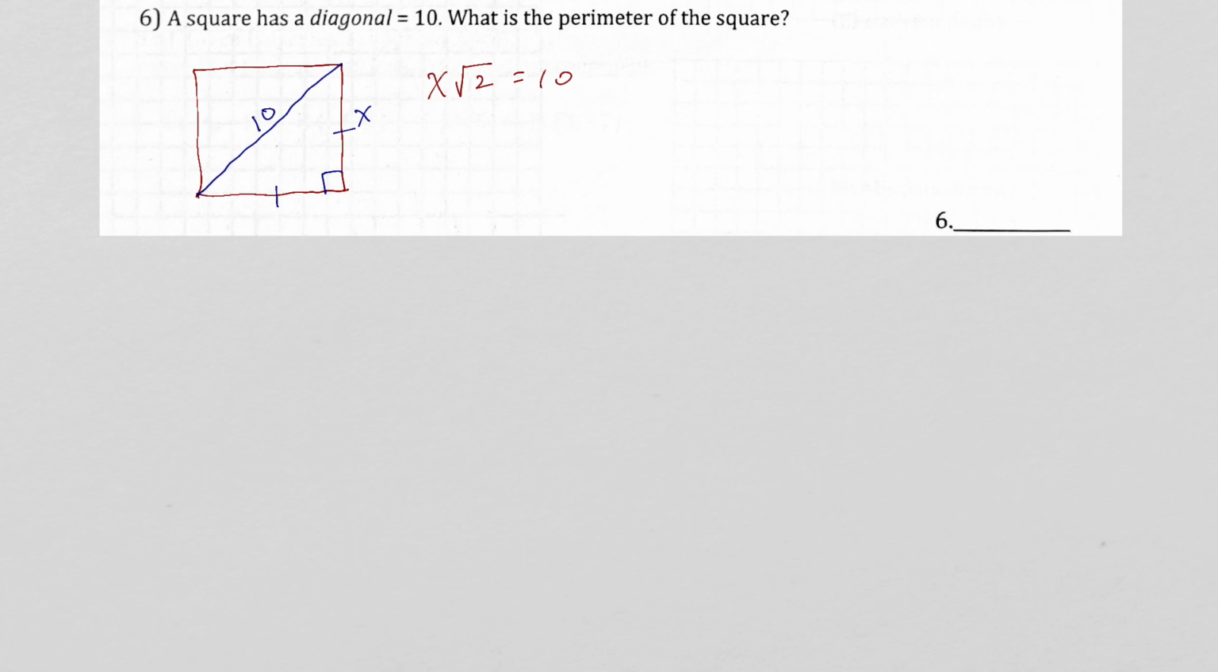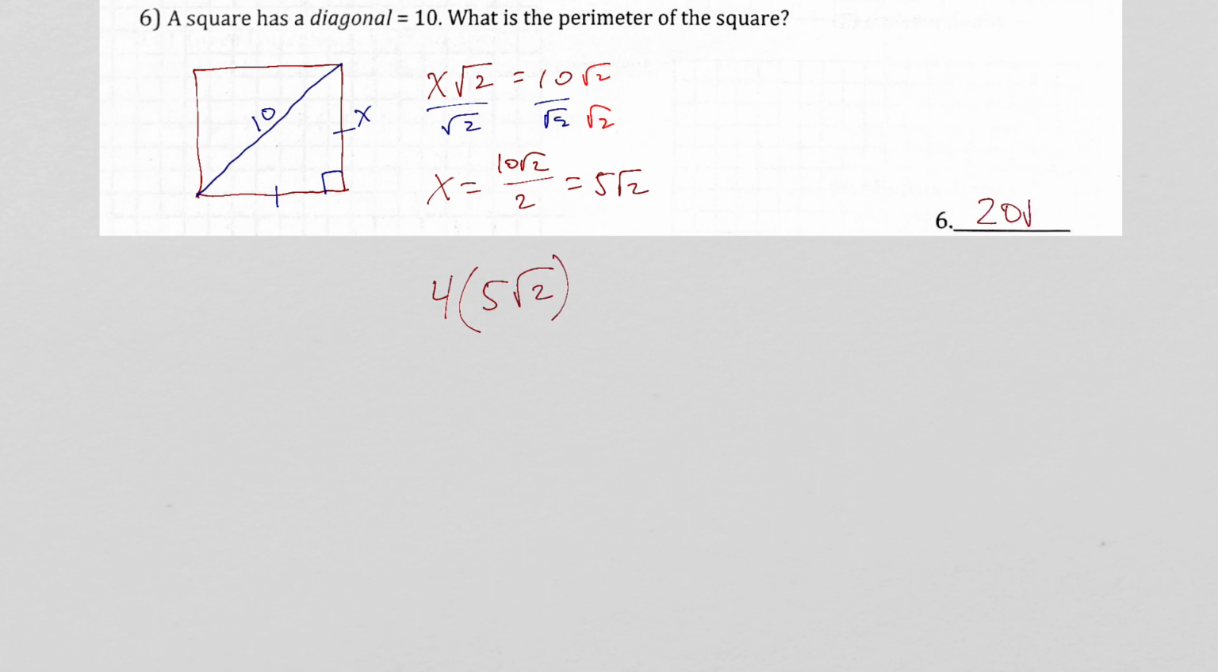You can just do that in your head, or you can simply divide each side by root 2. And you'd get x is equal to 10 over root 2. Now I'm going to multiply top and bottom by root 2 here. And we'll get 10 root 2 over 2, which is 5 root 2. I think that was probably pretty simple to have done in your head though. Anyway, one of the four sides is 5 root 2, and we know they're all the same. So the entire square has a perimeter of 4 times 5 root 2, which adds up to 20 root 2.